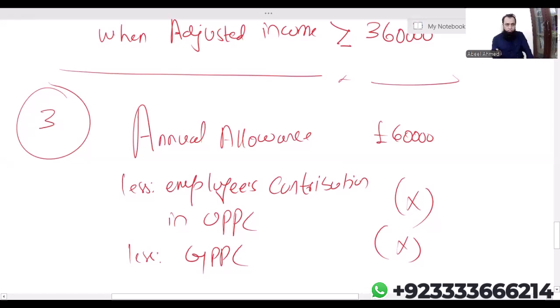How? I'll show you, but let me repeat. The annual allowance limit for the pension is 60,000. If someone has contributed less than 60, then the unused limit is carried forward for the next 3 tax years and utilized on a FIFO basis. Let us first stick to that.